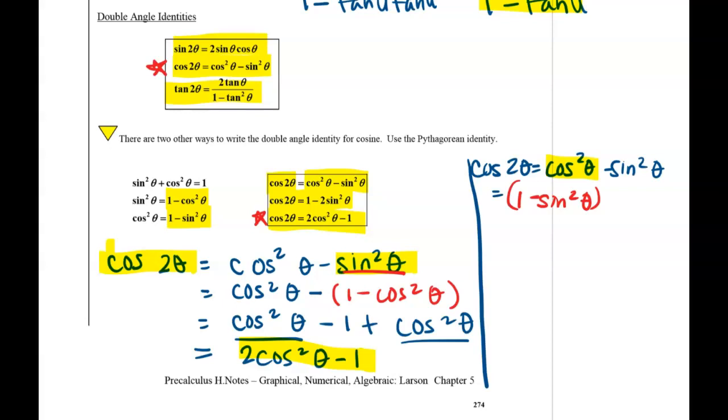And we still have subtract sine squared theta. Negative sine squared theta and negative sine squared theta is 2 of those. So this equals 1 subtract 2 sine squared theta. And so cosine 2 theta is equal to 1 subtract 2 sine squared theta. So here is the multiple angle for that one right there.